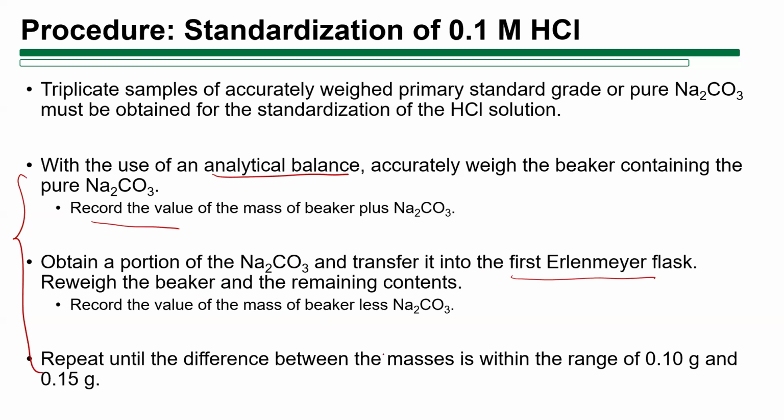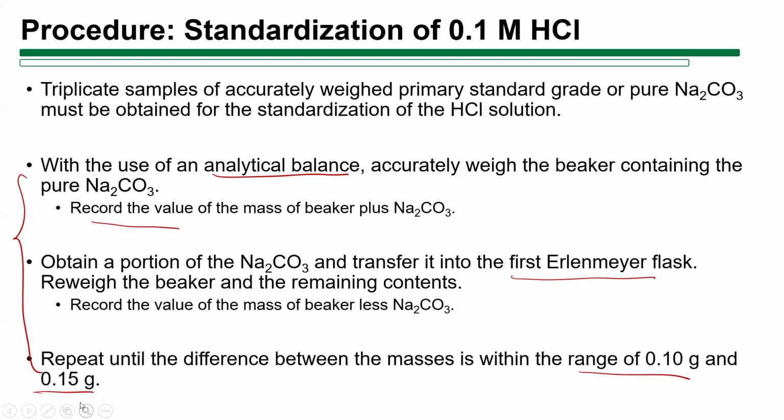Of course, you expect the weight to be lower. Now, the difference between the masses must be within the range of 0.10 grams and 0.15 grams. All right? If you got over, you repeat. You throw your sample and then you do it again. Okay? So it must be within the range of 0.10 to 0.15 grams. Not less, not more. Now, of course, you need to prepare this 3 times.